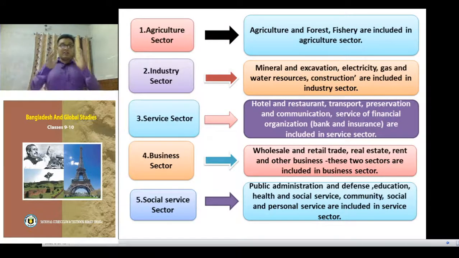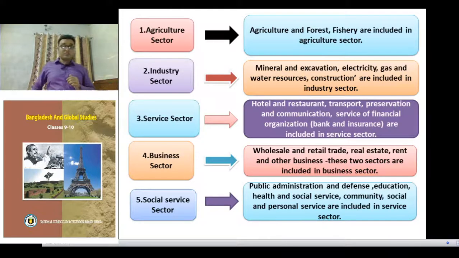Dear students, this topic is very important for the knowledge based questions, for the MCQ questions. Okay, so you have to remember, you have to memorize all of these 15 subsectors of our national economy, all of these five wider sectors of our economy.